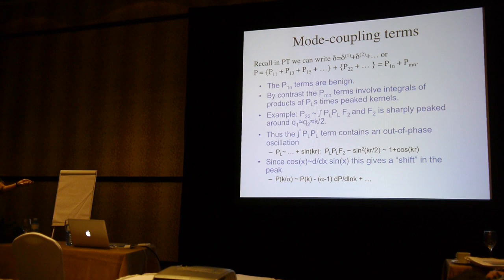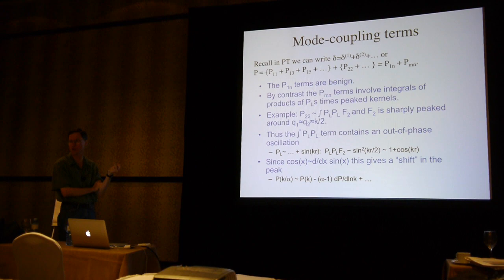Suppose PL is a whole bunch of stuff, plus, for simplicity, something nice and simple that's just sine kr. Then PL times PL times F2 is going to be a whole bunch of stuff times sine squared kr over 2. But using trig identities, that's 1 plus cosine kr. So I would expect that this integral is going to contain a piece that looks like the derivative of whatever signal is actually in the underlying linear theory. Since cosine x is d by dx of sine x, and I can always Taylor expand P(k alpha) as P(k) minus (alpha minus 1) dP/dlog k, if I generate a term that looks like this derivative, that's the same thing as shifting. So an out-of-phase component is the same thing as a peak shift.